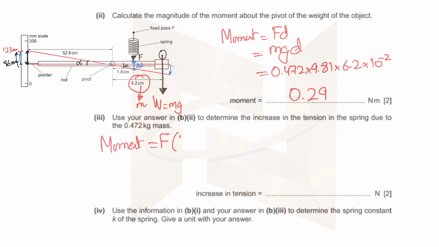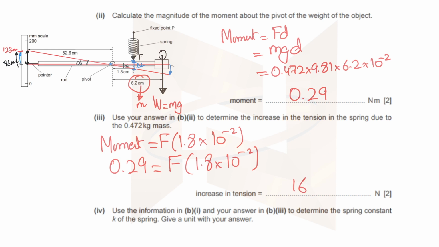force into distance, and the distance now is 1.8 into 10 raised to power minus 2. And remember that this F is actually the increase in F or the change in F, because this F is what caused this movement of delta L. So the moment on this side is 0.29. So 0.29, the moment, is equal to F into 1.8 into 10 raised to power minus 2. And therefore F, or the increase in F, should be equal to 16 newtons.